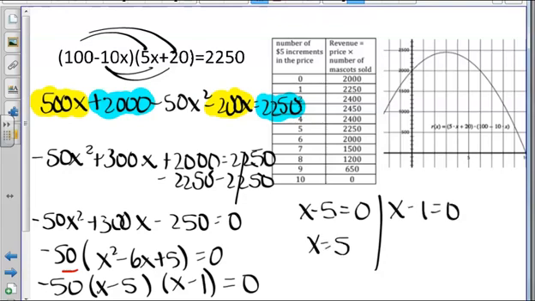Therefore, x equals 5 and x equals 1. What this means is that for the twins to reach their desired revenue of $22.50, they will need to sell 90 driveway mascots for $25 each, or 50 mascots for $45 a piece. We can see this if our x values are 1 and 5.